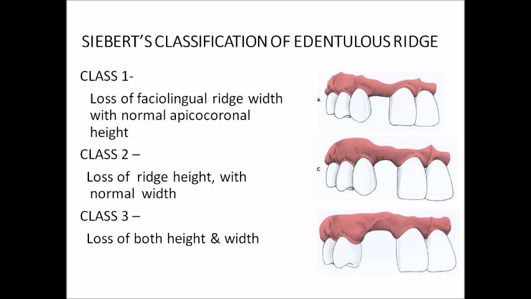In cases of class 1 edentulous ridges, we can give a Pontic of the same size as that of the missing tooth. But in class 2 and class 3, since the height of the ridge is decreased, the Pontic which replaces the missing tooth will be longer. Since we have to give a long Pontic, if it looks unaesthetic, we can give a gingival porcelain to give a gingiva-like appearance in the cervical part of the Pontic.